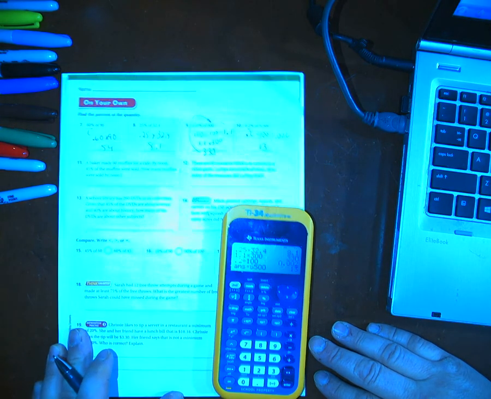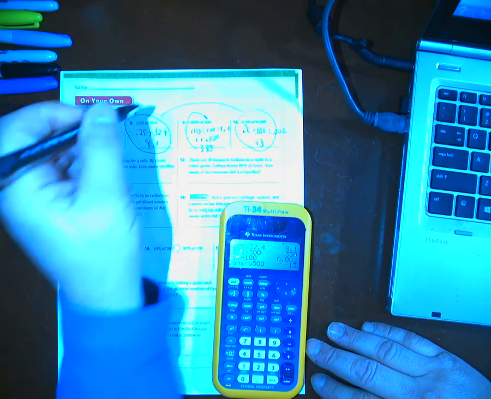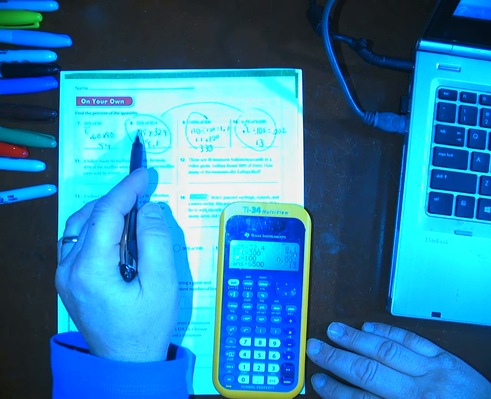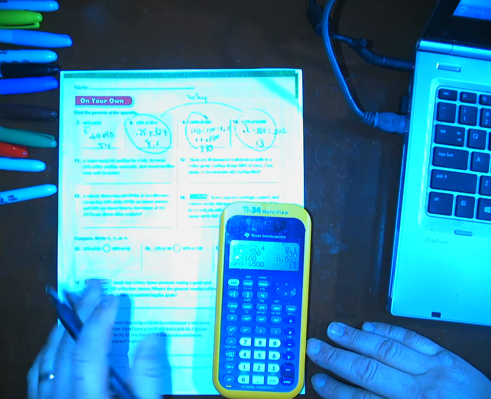Something to consider is investigating number 8 and number 10. This one is less than this, but that's 25%. Why? Why is it less? Think about that.